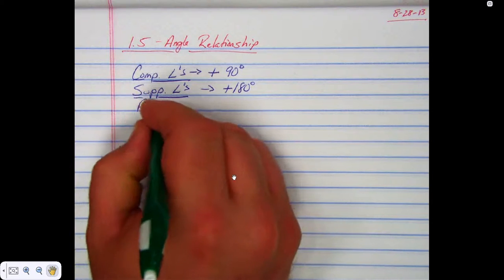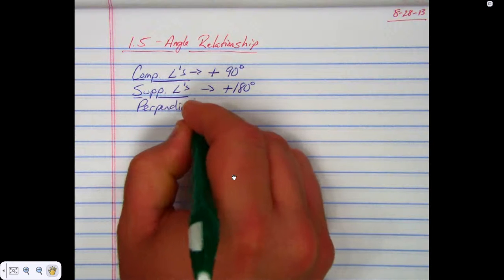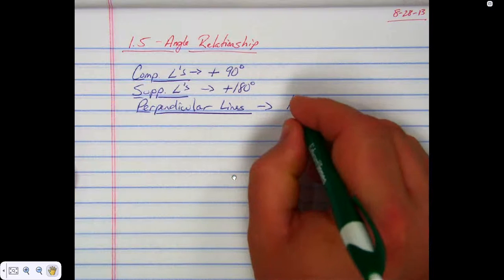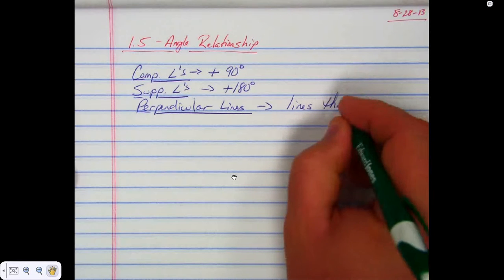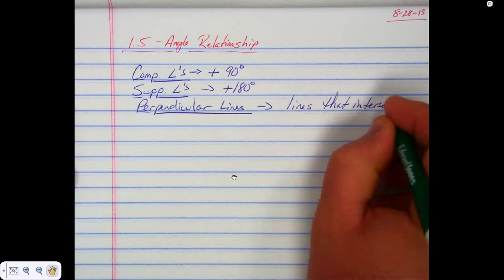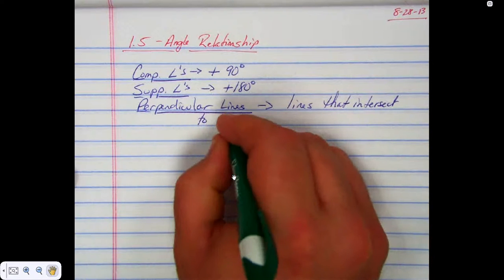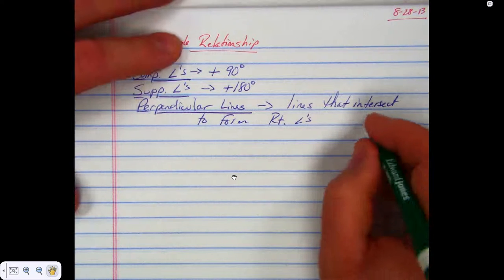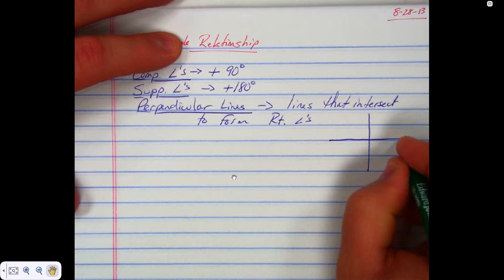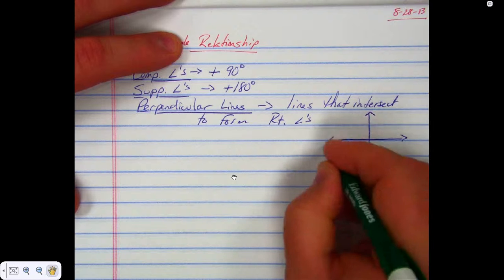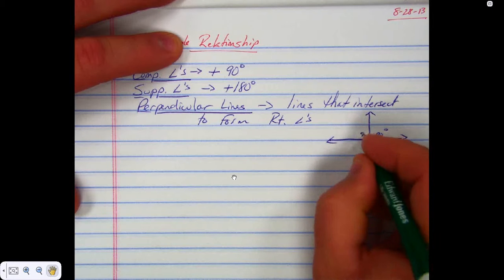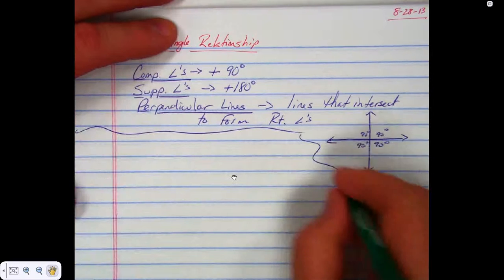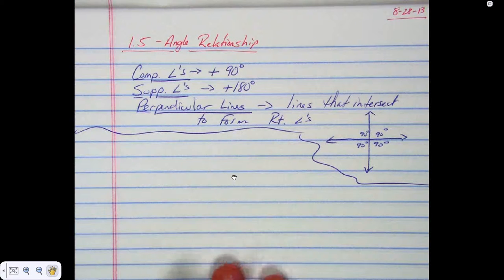Perpendicular. Lines that intersect to form right angles. And how many will it form? 4. 4 of them. 90, 90, 90, 90.